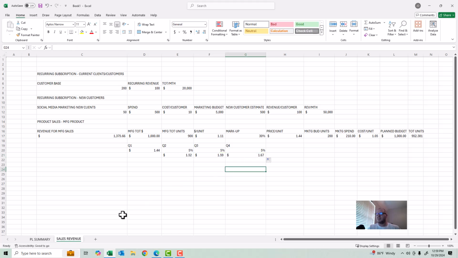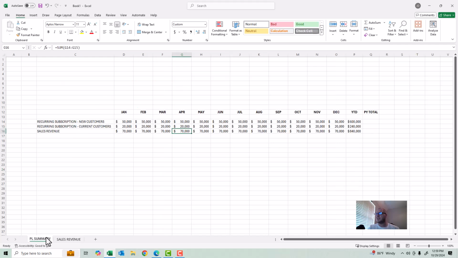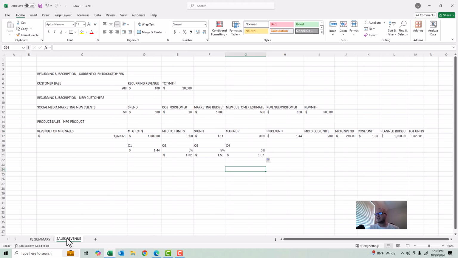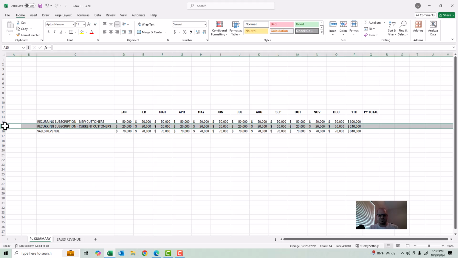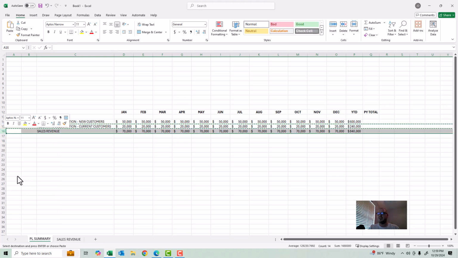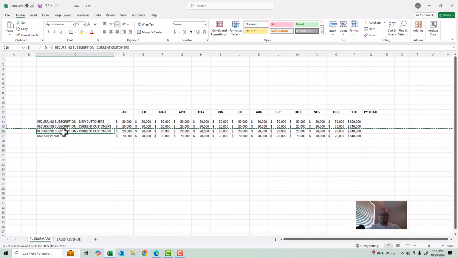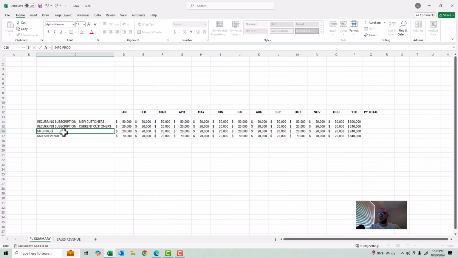Cool. Okay, let's put it into our P&L summary. Let's tie it to this. We're going to estimate how many units. We're going to keep the units flat, 952, because we want to just keep this budget flat, so 952. So for the first 3 months, let's add a new line here. Yep, there we go. We're going to call this manufactured product sales. Okay. Remember, we have a different rate for each of the 3 months, Q1, Q2, Q3, Q4.